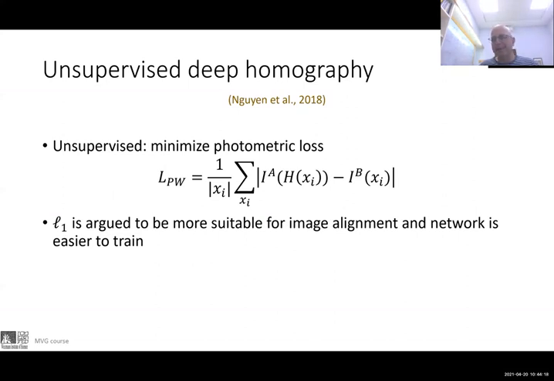It's like a variation of normalized correlation, but you do this patch by patch.